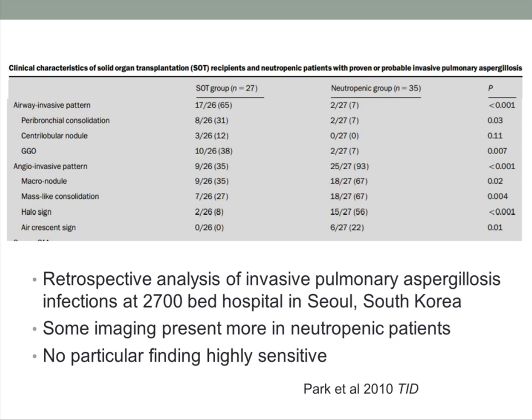The halo sign, though, which we talked about, is more common in the neutropenic group, 56% versus 8%. But even when I'm looking at a patient with nodules, 56% is not that sensitive. It's not going to be a rule-in, rule-out test by any stretch of the imagination. It just helps point you towards the diagnosis as part of the overall puzzle and picture.